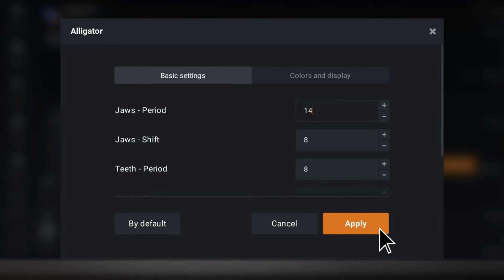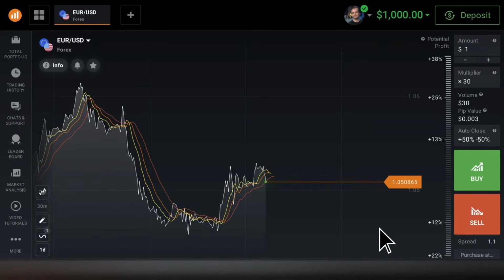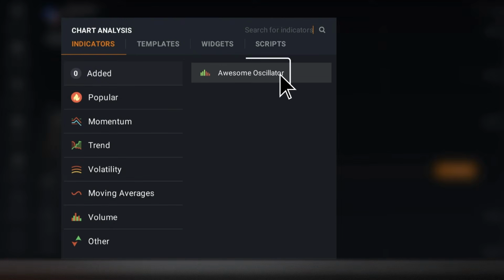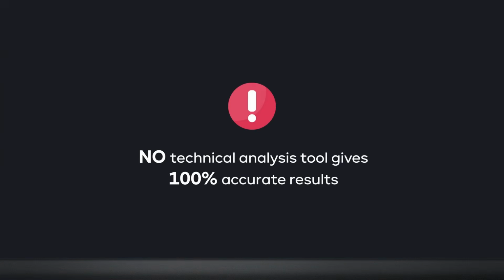If you would like to change the indicator settings according to your needs, do so in the same tab and press Apply. To get more confirmations of the Alligator indications, many traders use it in combination with oscillators. However, you should keep in mind that no technical analysis tool gives 100% accurate results.